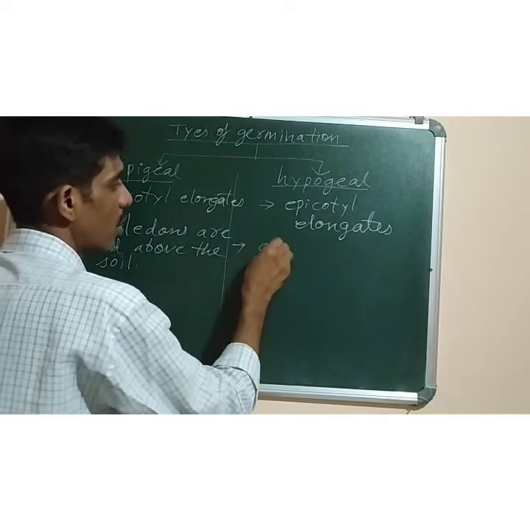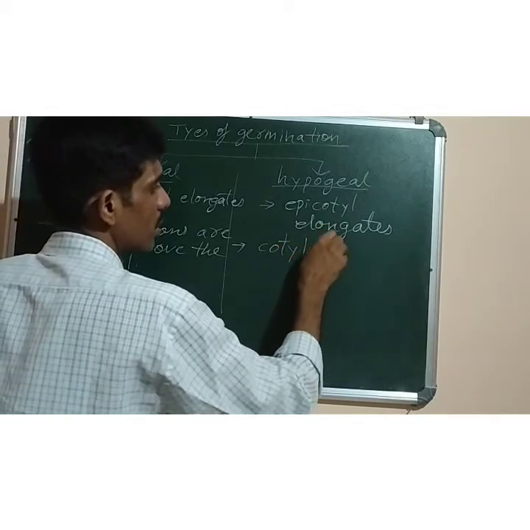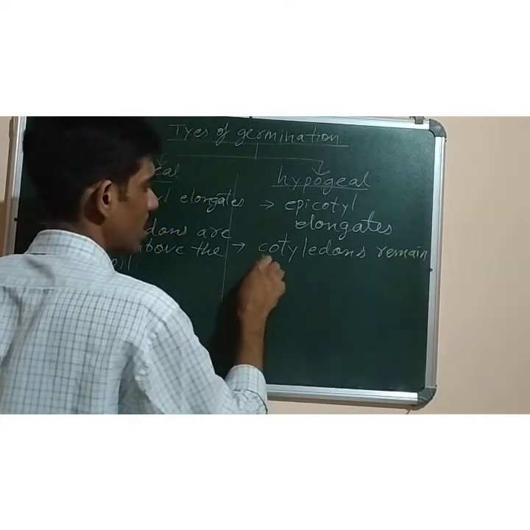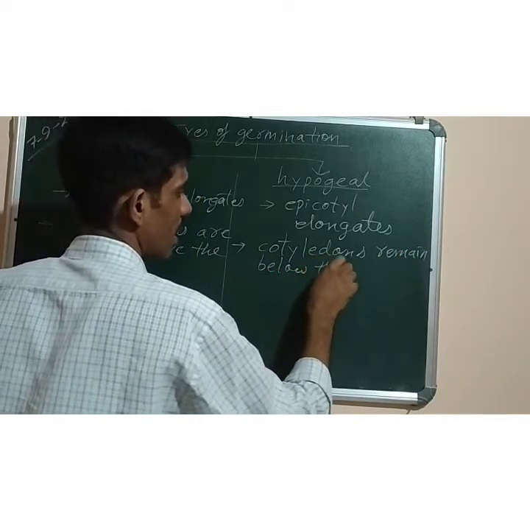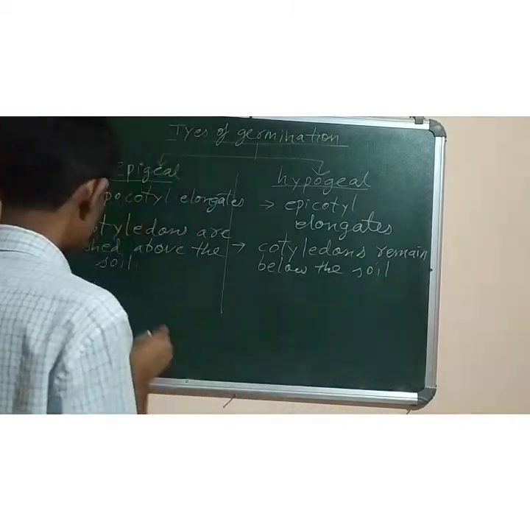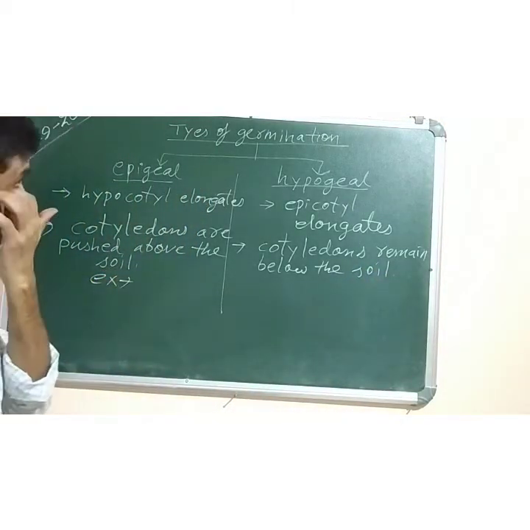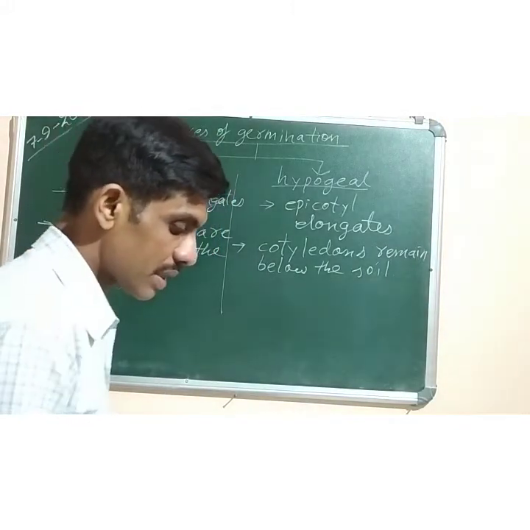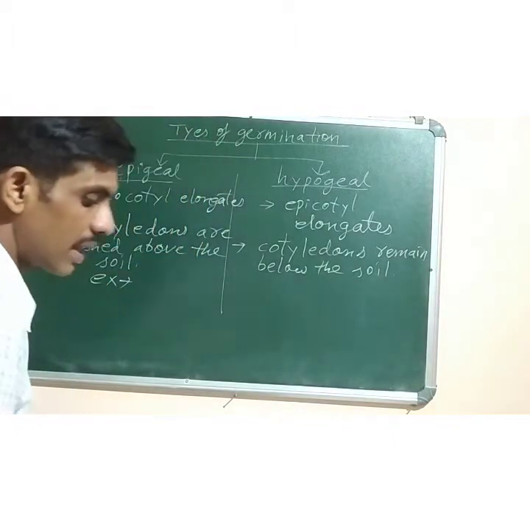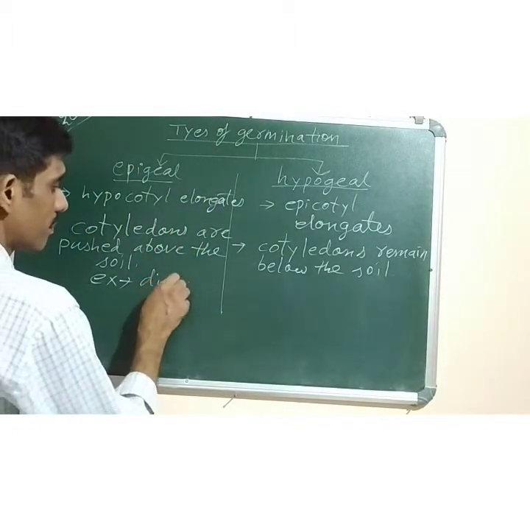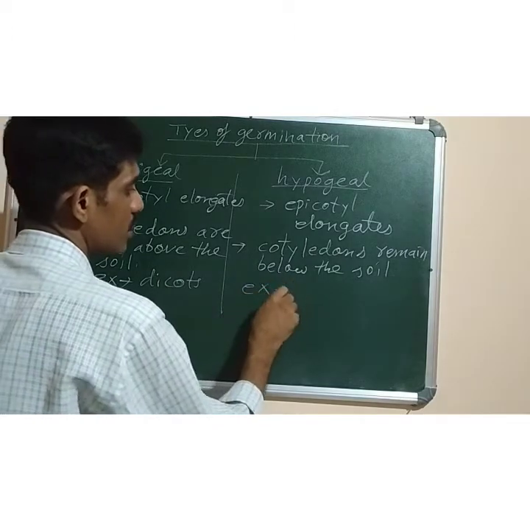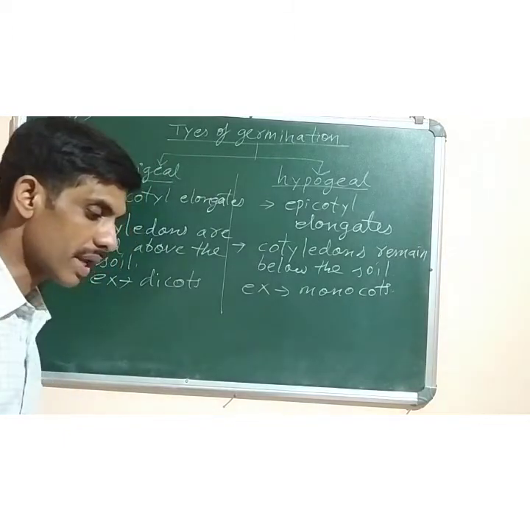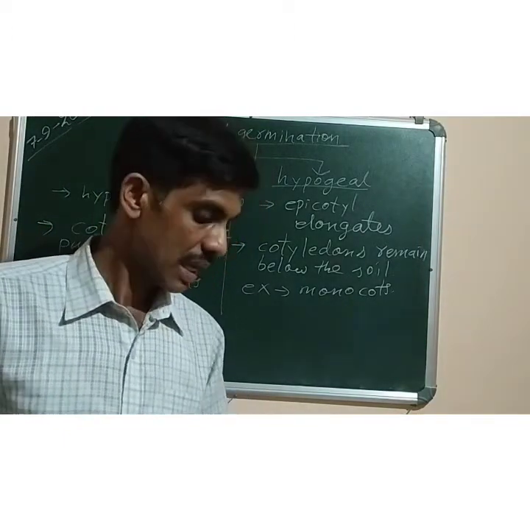Here, in hypogeal germination, you can write the epicotyl elongates, and cotyledons remain below the soil. And the next one you can do is the example also: this type of germination, that is epigeal germination, is found in the dicot seeds. So epigeal germination is found in bean seed or dicot, so you can write. And here hypogeal germination is shown by the monocots like maize seed. And the diagrams are also there, figure 5.5 and 5.6, you can write them.